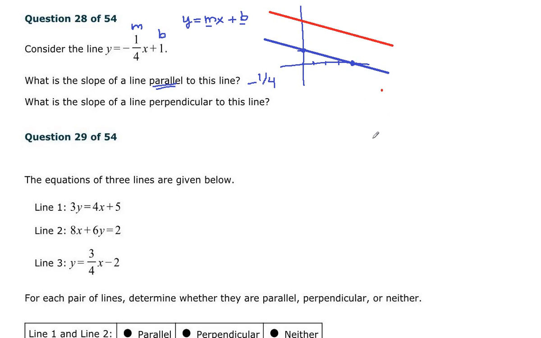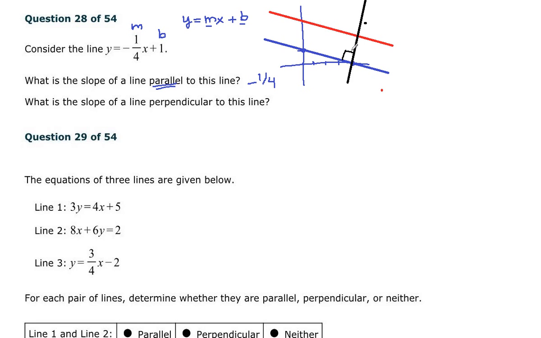It's the same. Now the slope of a line that's perpendicular to this. So perpendicular lines. So let's see, I'll do the line perpendicular that goes through that point right there. So that's our perpendicular line. So right angle right there. And we want to know what is the slope of that line.